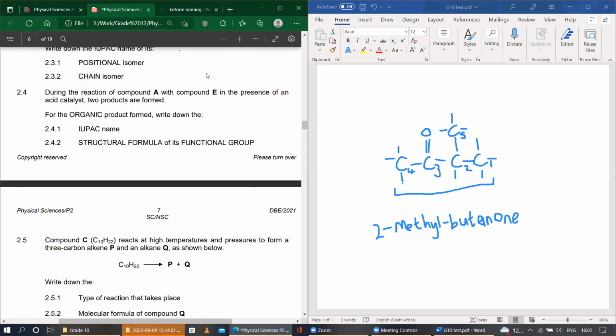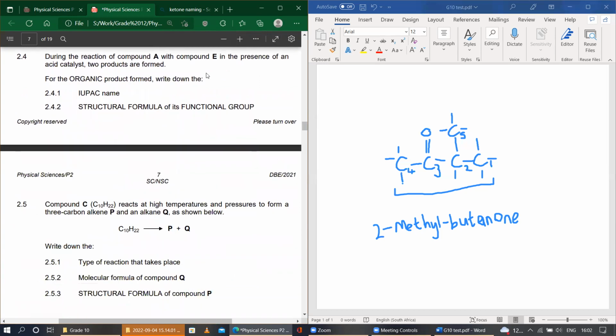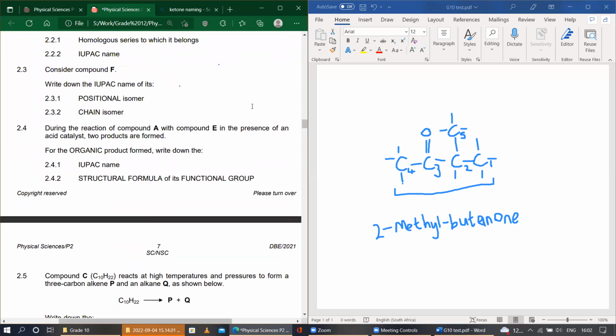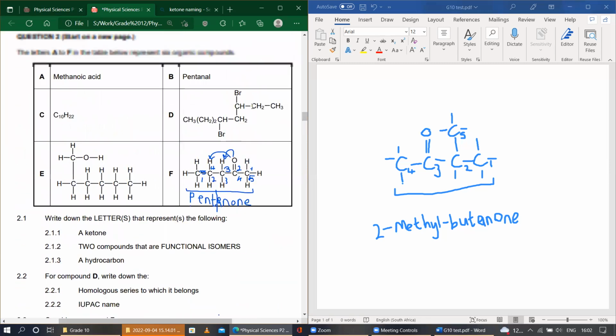So now we're going to go to 2.4. They say during the reaction of compound A with E in the presence of an acid catalyst, two products are formed. For the organic compound formed, write down the IUPAC name and the structural formula of its functional group. So basically, we're going to add A and E.